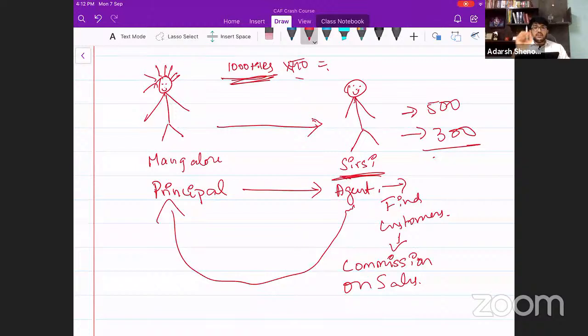So how much did he receive on my behalf? He received 10,000 rupees on my behalf from the customers. How much expenses did he incur? 300 rupees was his expense and 500 rupees was his commission. How much will he remit to me? Will he transfer the full 10,000 rupees to me? No. He will transfer to me 9,200 rupees.